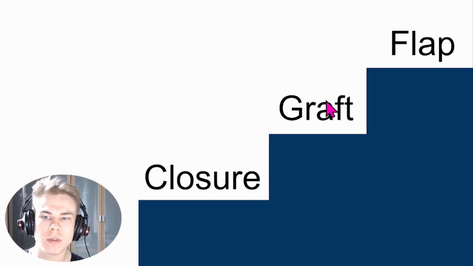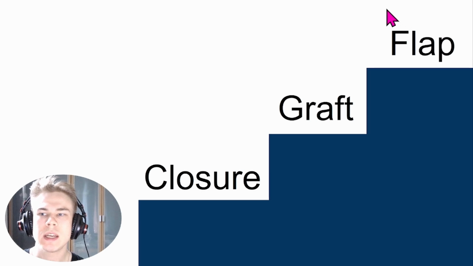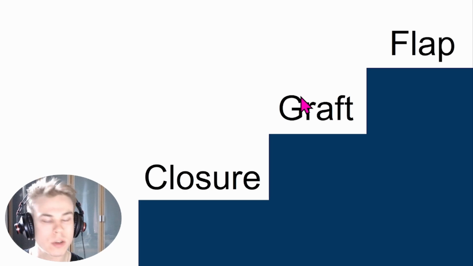So we've talked about grafts, and now it's time to talk about flaps. So a flap is a piece of tissue that brings its own blood supply, whereas a graft does not bring its own blood supply.